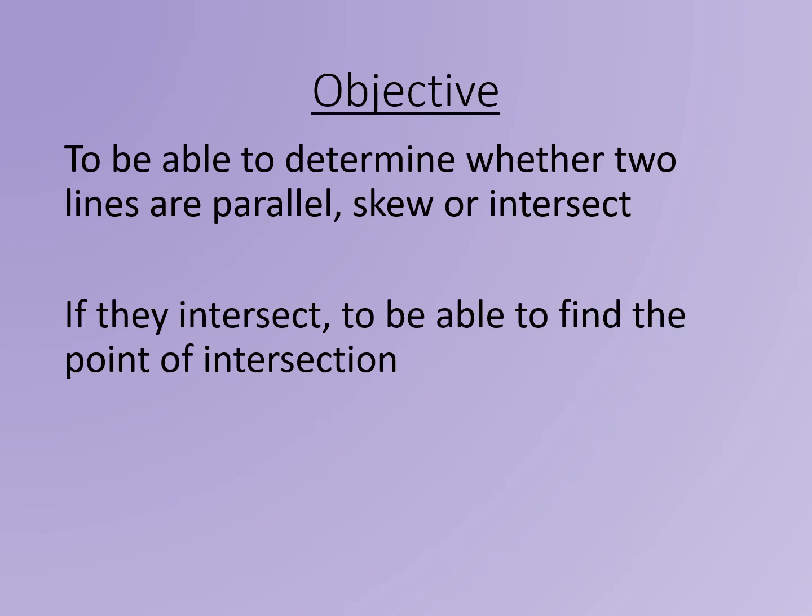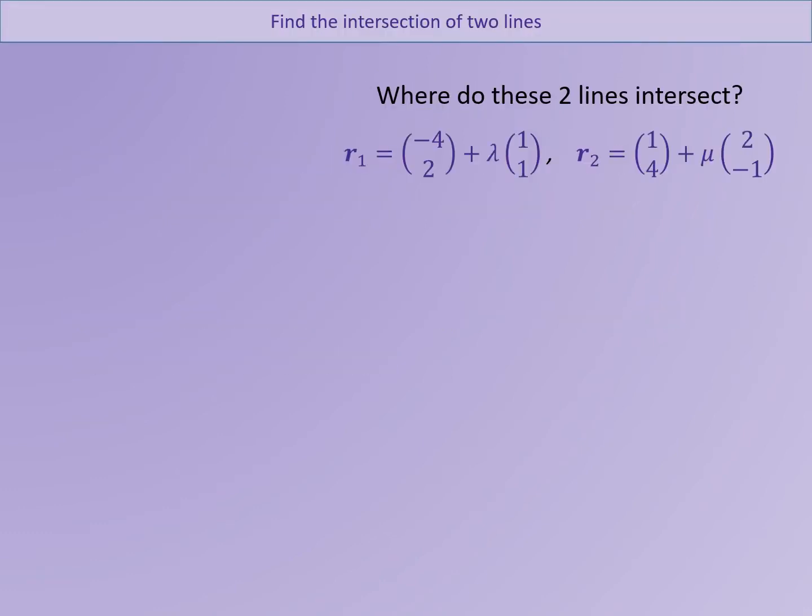In this lesson, we will look at how to determine whether two straight lines are parallel, skew, or whether they intersect. And in the case where they intersect, we will look at how to find the point of intersection. We're first going to consider these two lines in two dimensions.